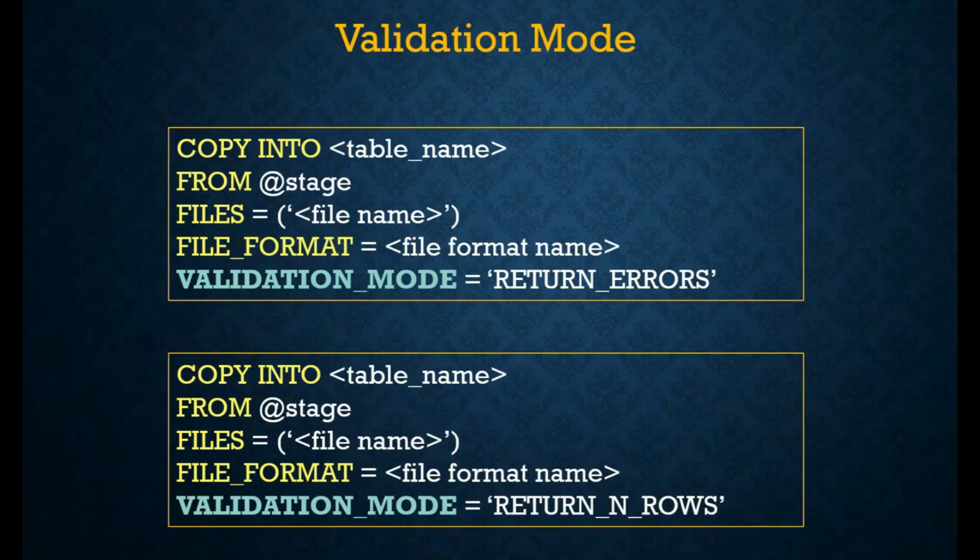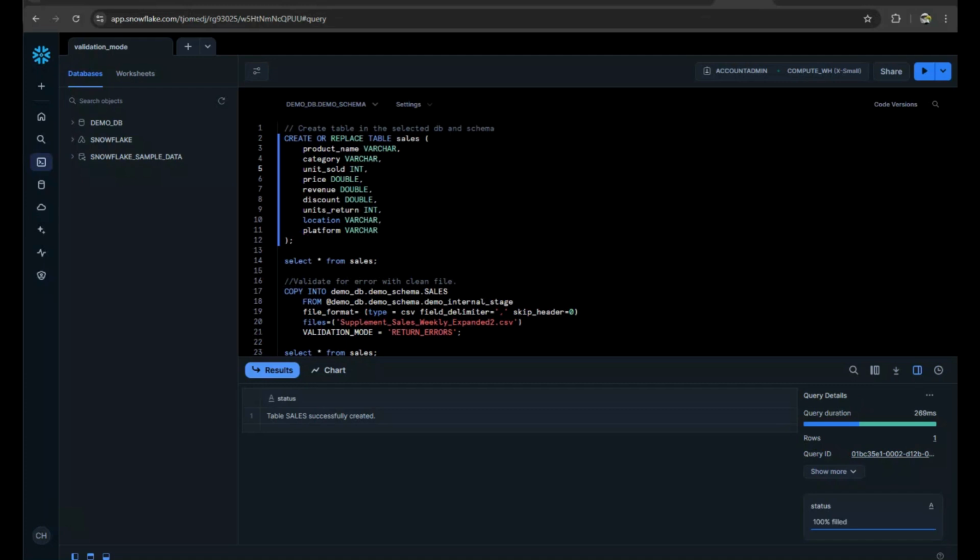This lets you specify how many rows you would like to be returned, only if there are no errors. For example, if you add return 10 rows, and the first 10 rows are error-free, those will be shown as a preview, but again, nothing will be loaded into your table. So those are the two main options for validation mode, and they are pretty straightforward. Now, let us jump into a quick demo to see how it works in action.